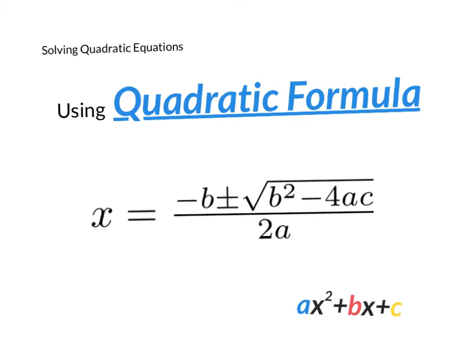In this video lesson, I'm going to introduce you to the quadratic formula. This is a formula that we can use to solve for x when we have a quadratic equation. It simply says negative b plus or minus the square root of b squared minus 4ac, all divided by 2a. So to use this quadratic formula, you simply plug in the correct numbers.